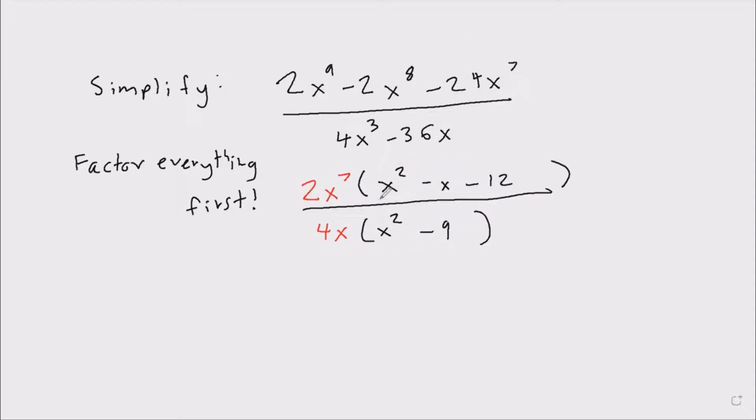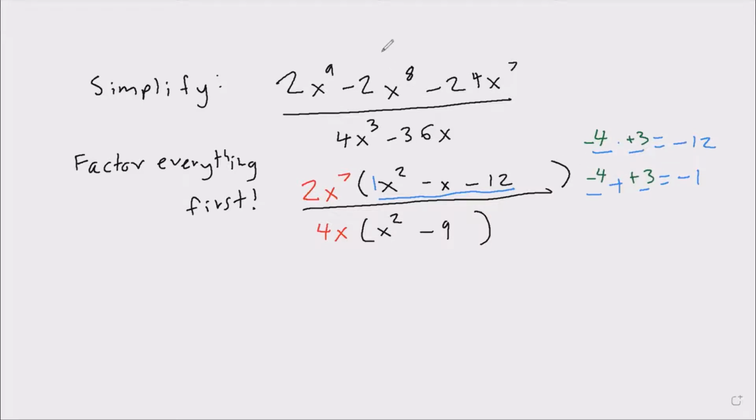To factor x squared minus x minus 12, since we have a coefficient of 1 on the x squared, all we need to do is find two numbers which multiply to equal the number at the end, the negative 12, and add to equal the number in the middle, which in this case is negative 1. Those two numbers will be negative 4 and positive 3.